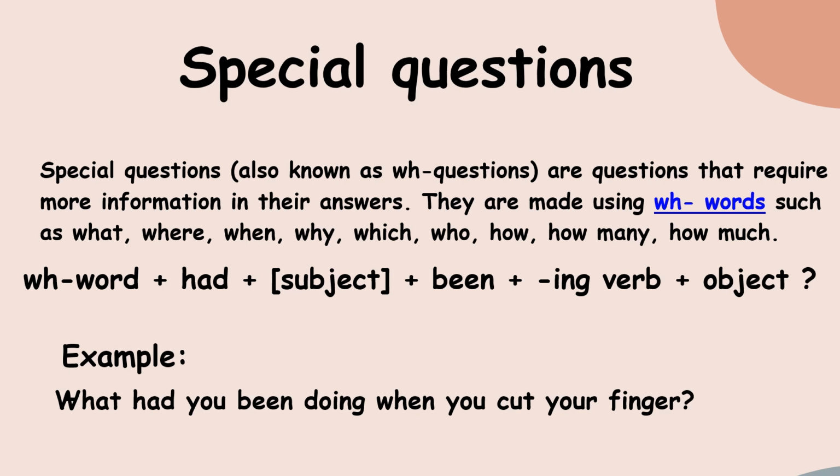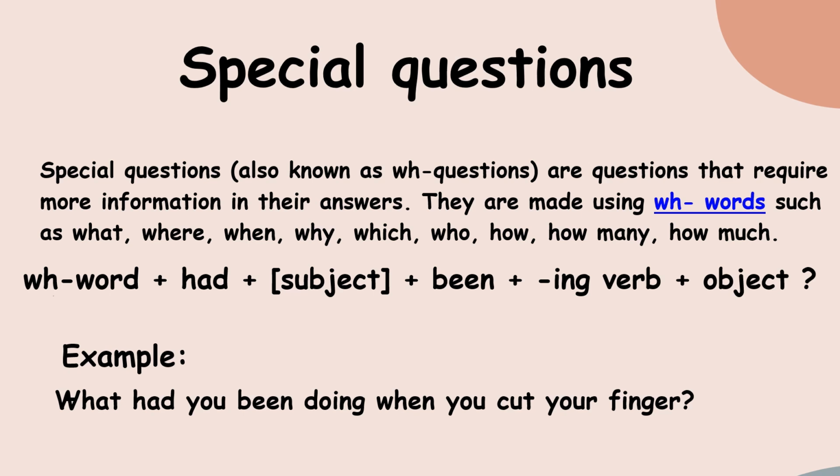Now there are special questions that require more information in their answers, and these questions can also be framed under the past perfect continuous interrogative tense. They are made up of WH words such as what, where, when, why, which, who, how many, how much. All these questions require more information in their answers, and let's see how they are framed.